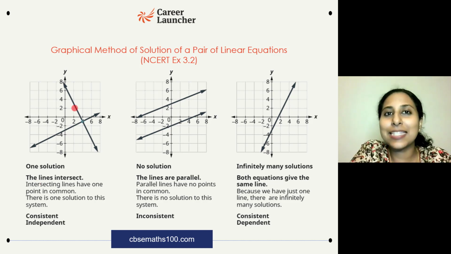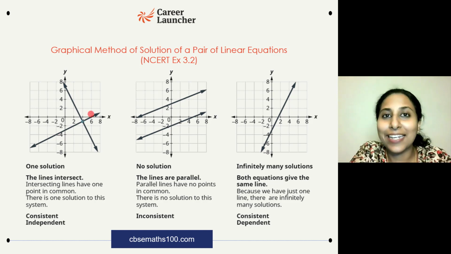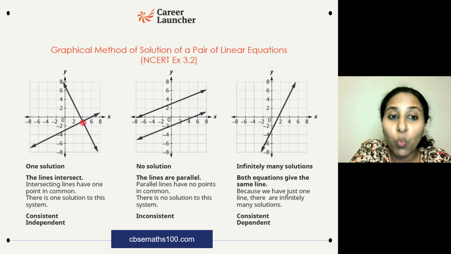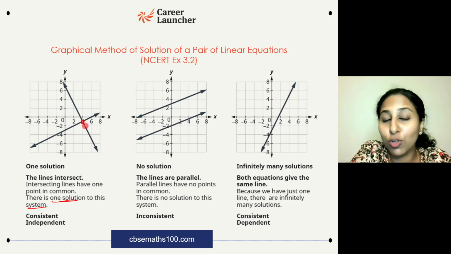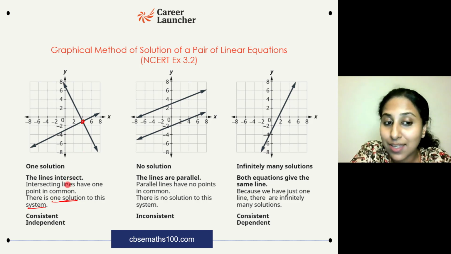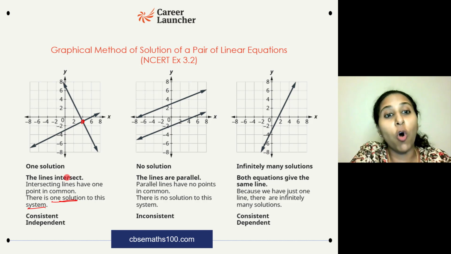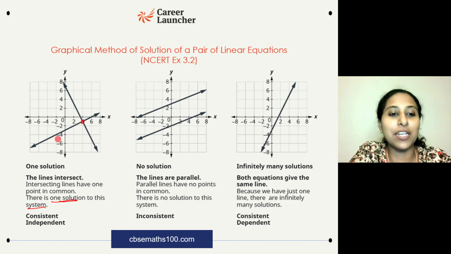In the first case, the lines may be intersecting. If you have intersecting lines, it means that they meet at one point. And this one point would be the one solution to this pair of linear equations or to this system of linear equations. There is one solution for intersecting lines, and as such, we call this sort of system of linear equations a consistent system and an independent system.